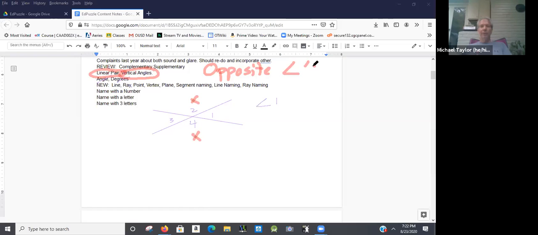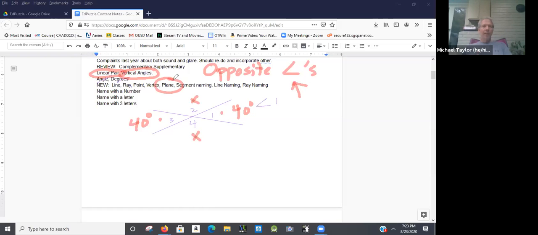Opposite angles. Notice I'm starting to use the symbols. You'll see that a lot. 1 and 3 are also opposite angles. And my question is, if angle 3 is 40 degrees, how big is angle 1? That's right. It's 40 degrees. All right, I don't want to make this too long. I think we've done most of this.